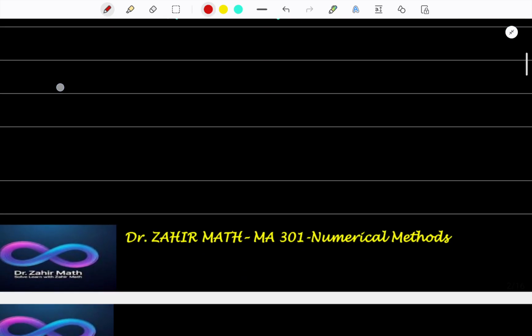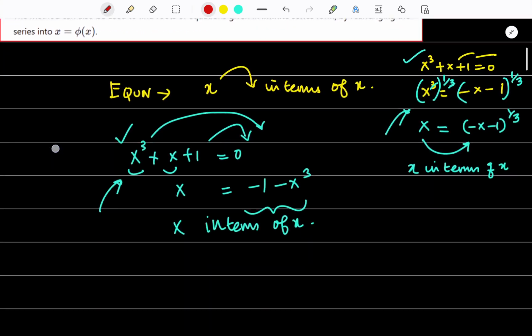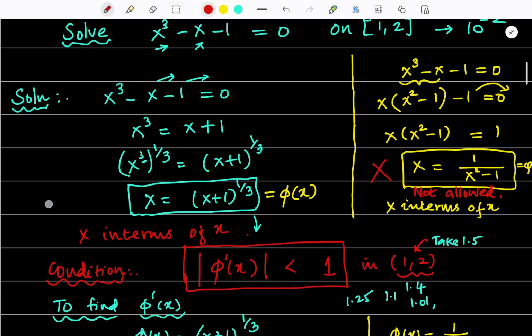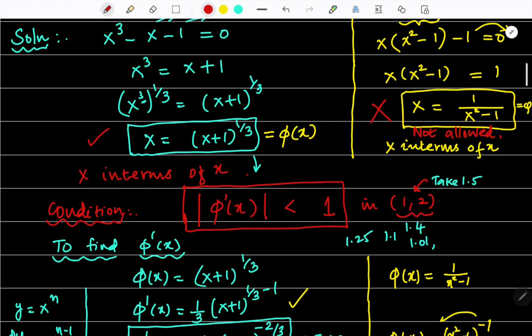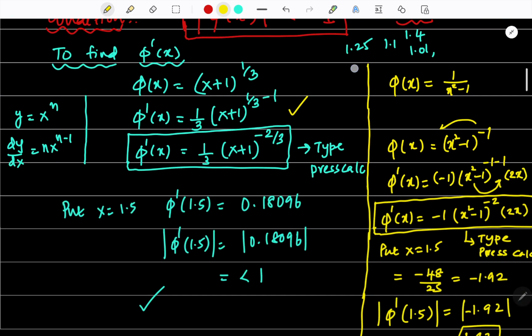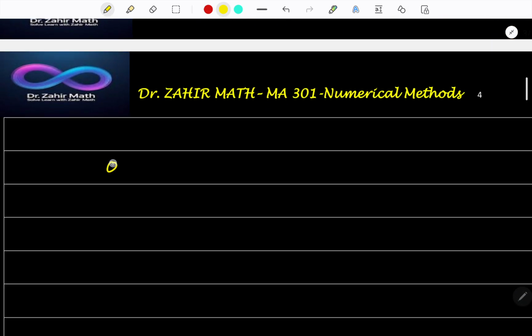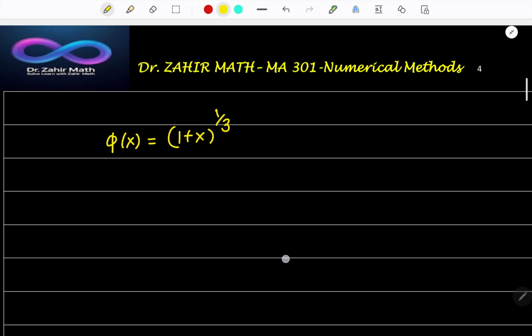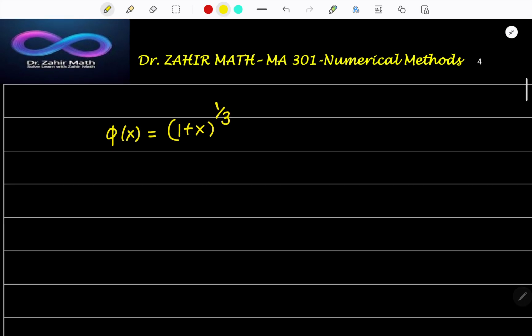Right. Now let's go to this one. So now our phi of x is very, very clear. We are going to take this is the solution. This side we are not going to consider. Keep in your mind. Right. So what is my phi of x? My phi of x is equal to 1 plus x to the power of 1 by 3. Right. So now only your calculator work starts.